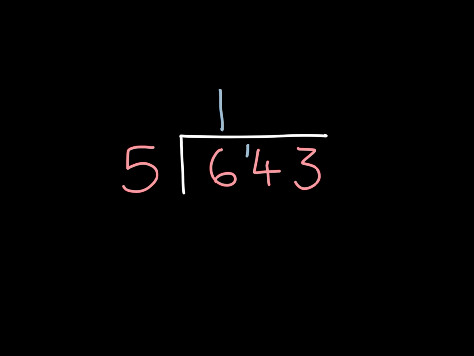The next step is to look at this as 14. How many times will 5 go into 14? 5 times 2 equals 10, and there's going to be a remainder of 4. So I'll put my remainder here. Now what I'll be looking at is 43. How many times does 5 go into 43? Well, 5 times 8 is 40, which gives me a remainder of 3.